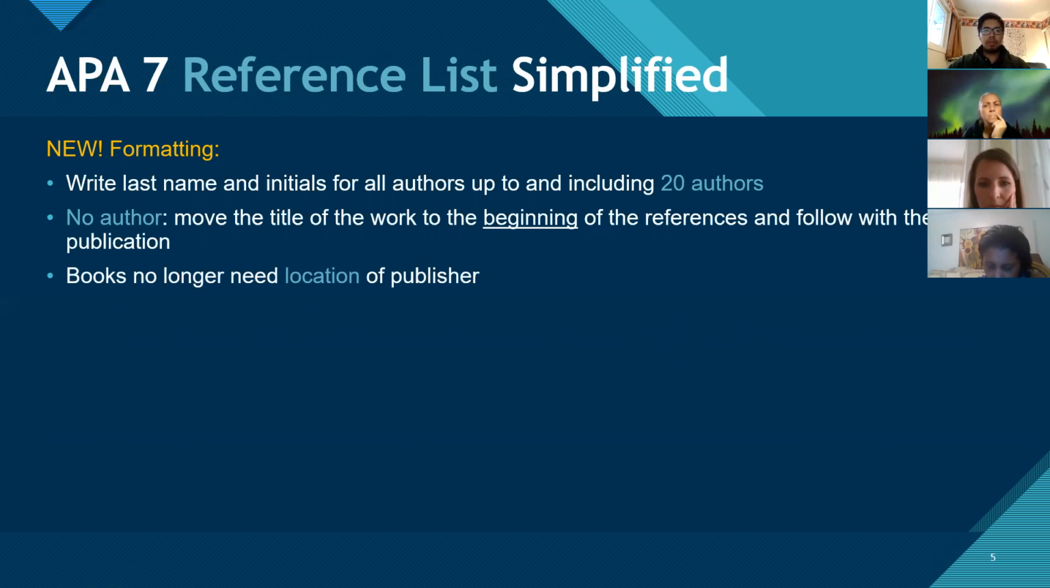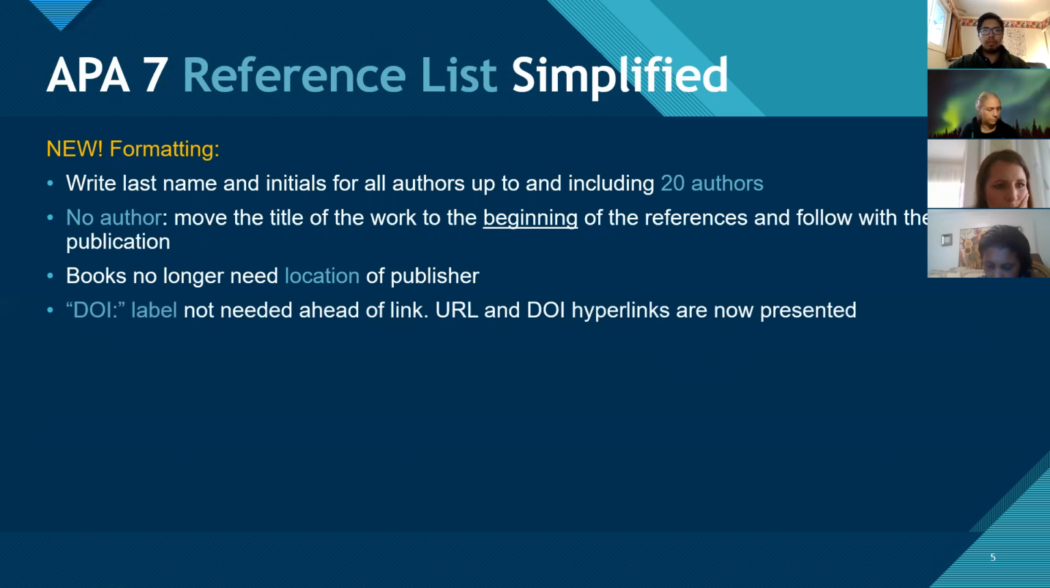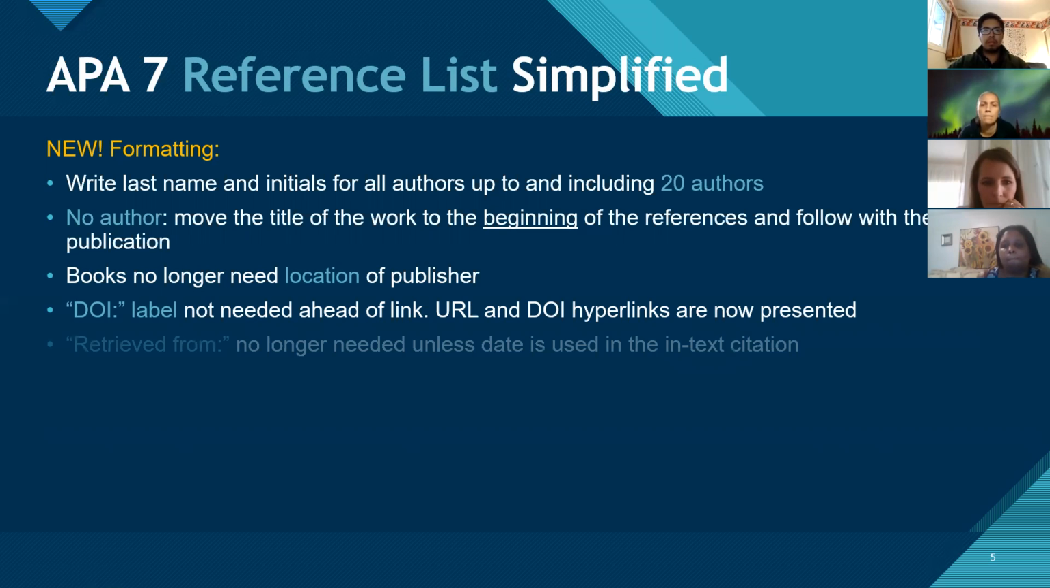Books no longer need a location of the publisher. So no longer New York, Random House, it's just Random House. The DOI label does not need to be ahead of a link, and the URLs and the DOI hyperlinks are now what's included within that reference citation. Retrieved from is no longer needed before a hyperlink unless you actually have a retrieval date.